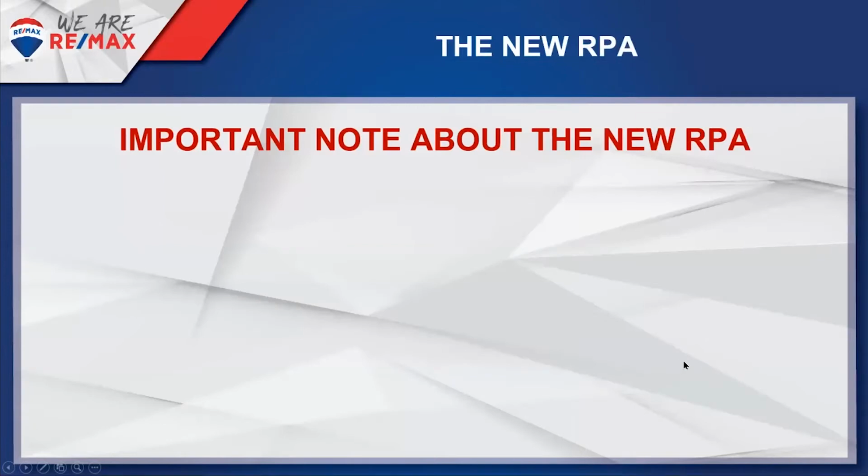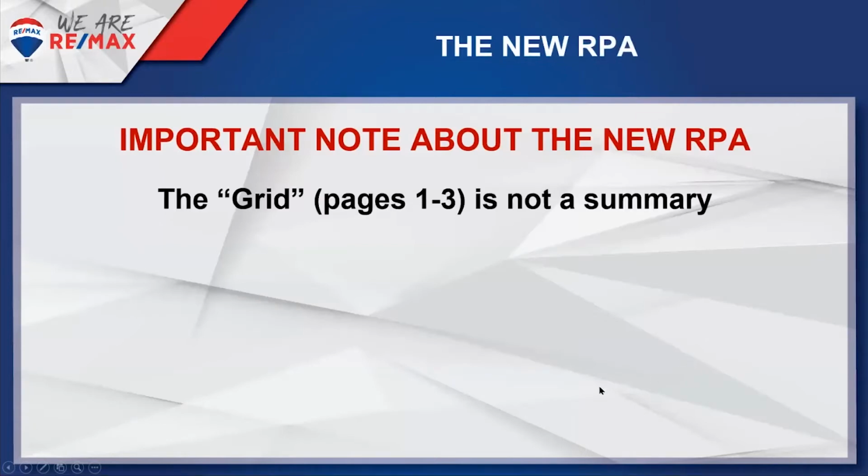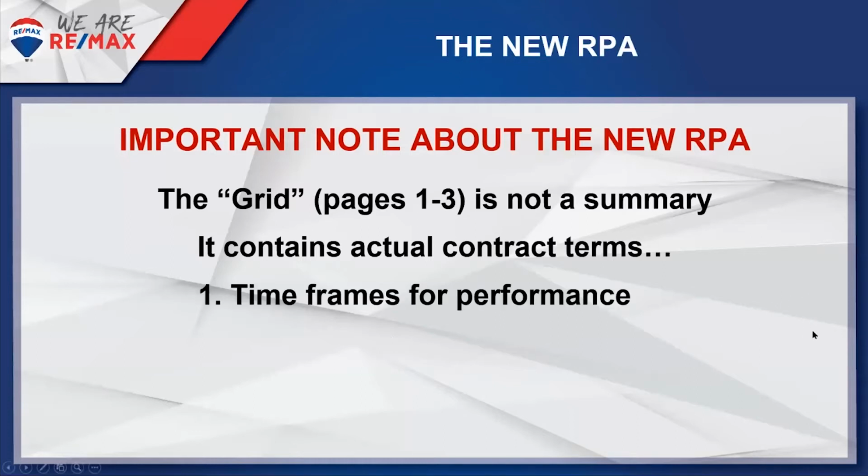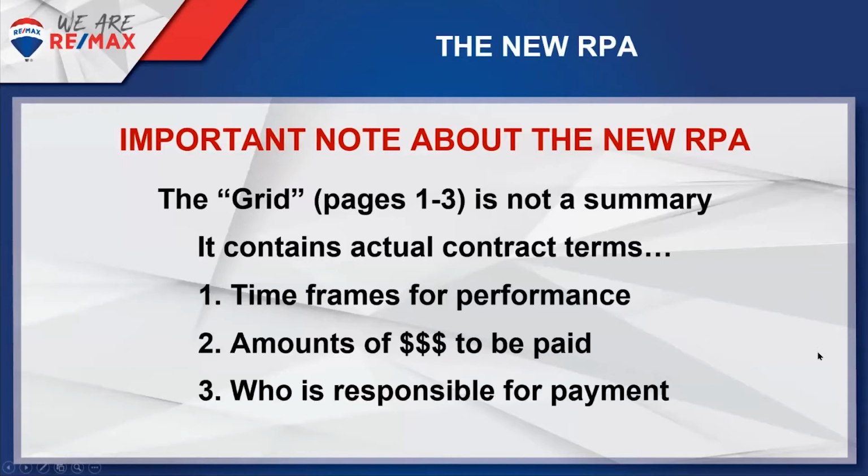Okay, so a few important points about the new RPA. As I said last time, keep in mind the grid is not intended to be a summary. It is actually contractual, and it contains specific terms relative to the contract. So don't look at it as a summary. Look at it as a very convenient location of most of the negotiable features of an RPA.